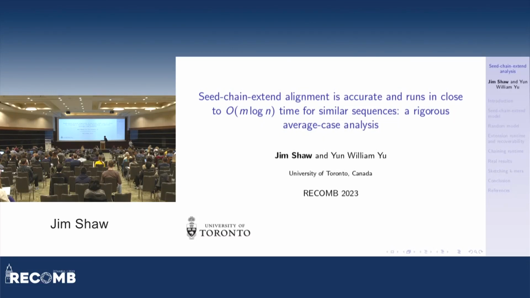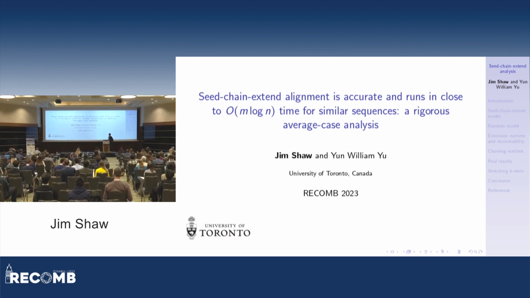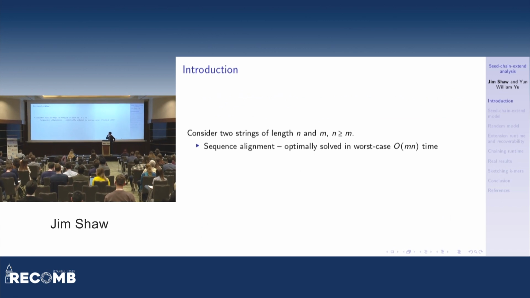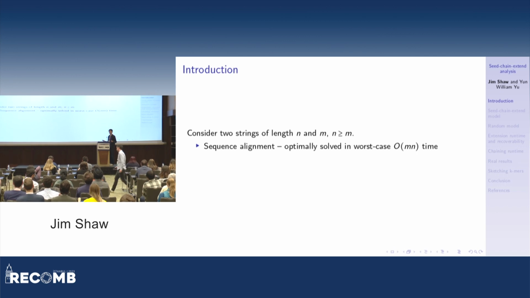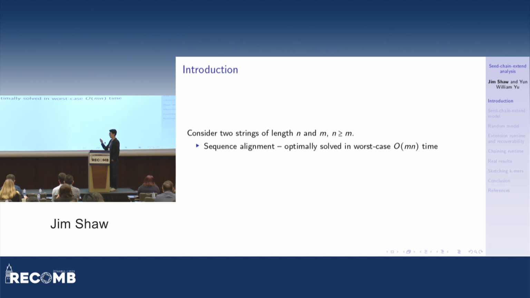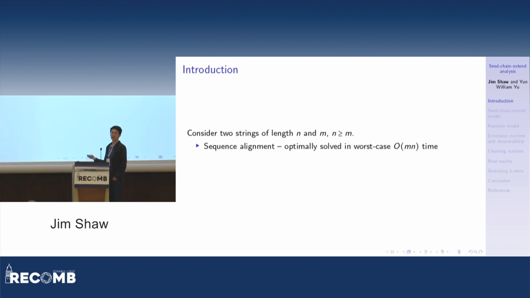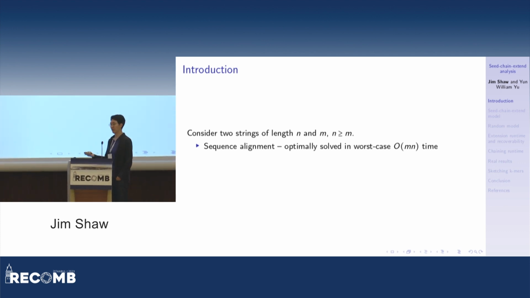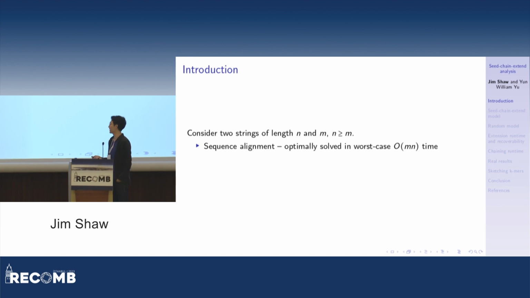So my work is going to be about sequence alignment and seed-chain-extend alignment and a rigorous average case analysis. To start off, let's consider two strings of length n and m. For the rest of this talk, the larger string will be of length n. And we know that we can solve sequence alignment optimally in worst case O of m n time, right? And this can be done using dynamic programming approaches like Smith-Waterman and Needleman-Wunsch that we've learned about. And this can be solved optimally under some edit distance or affine gap costs or something like that.